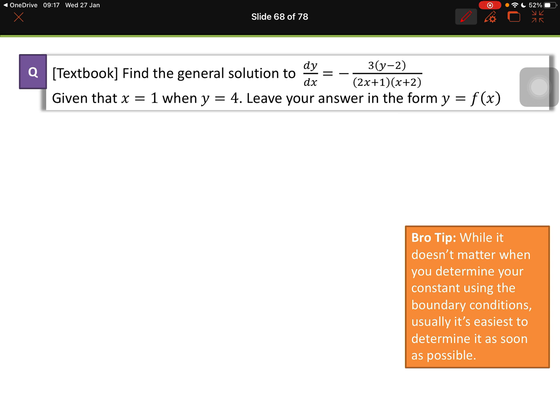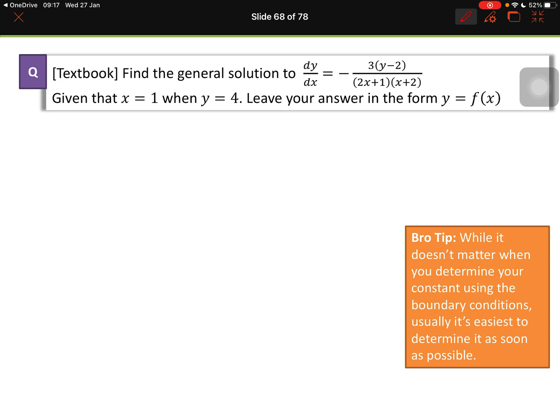So, next step with this. What we've now got is: find the general solution, and then given that x equals 1 when y equals 4, leave your answer in the form y equals f of x. What that will do is get rid of our plus c, or our a in front of our e to the something, or our k's or something like that. It will just give us everything in terms of y and x, so we've got something to sub into at the end.